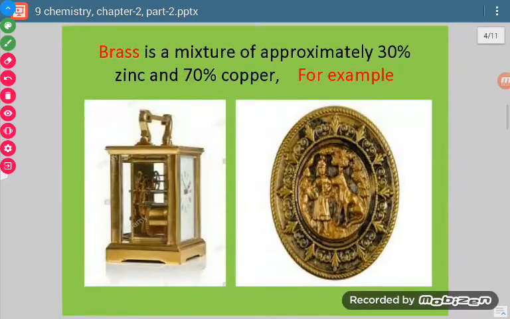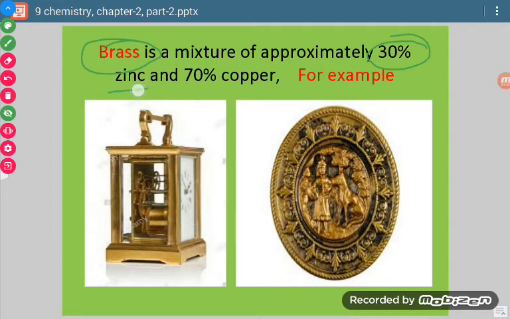Now let us take one example. Brass is an alloy. It has been prepared by mixing 30% zinc and 70% copper. Now, in the examples of brass, you can see where it can be used. It is useful for making a large number of articles.